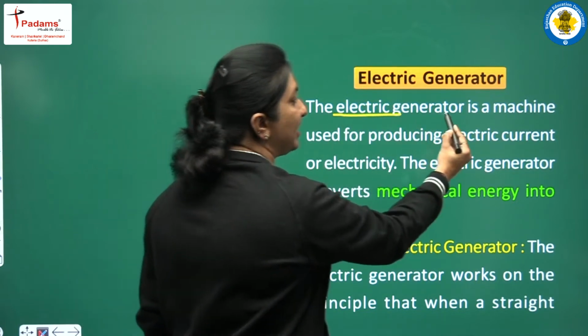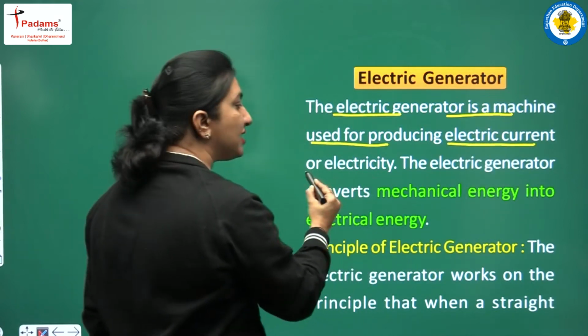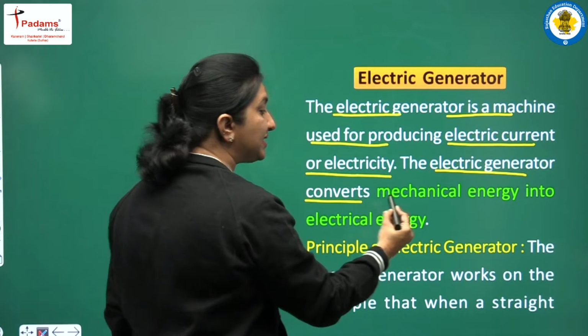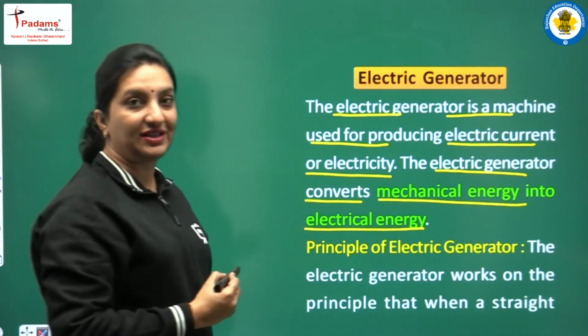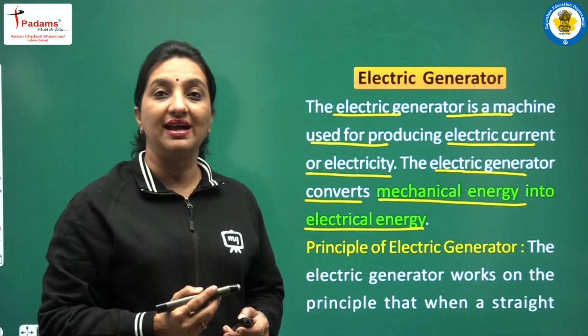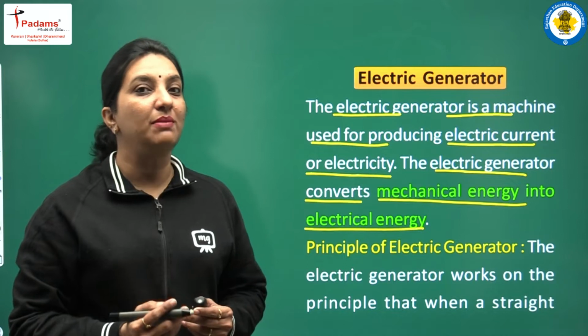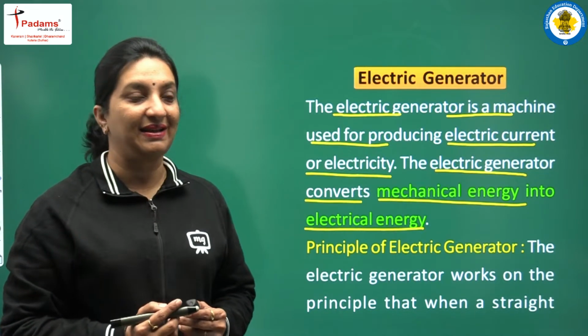The electric generator is a machine used for producing electric current or electricity. The electric generator converts mechanical energy into electrical energy. So students, here the electric generator is a device which converts mechanical energy into electric energy.